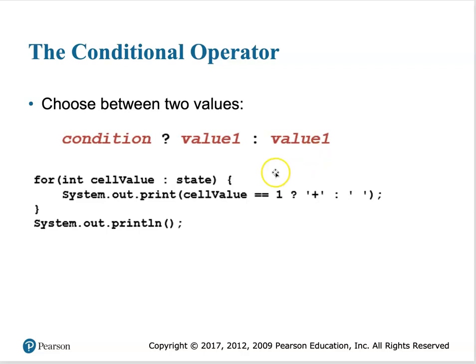So here is one way to look at that. We're going through the for loop for each cell value in our state array, which is an integer. If our cell value is equal to 1, print a plus. If it is not equal to 1, print a space. It is sometimes a useful operator. You shouldn't use it just to use it, but it's very handy for things like print statements where you can get one of two values chosen to be put into the output, so you should know that it exists.